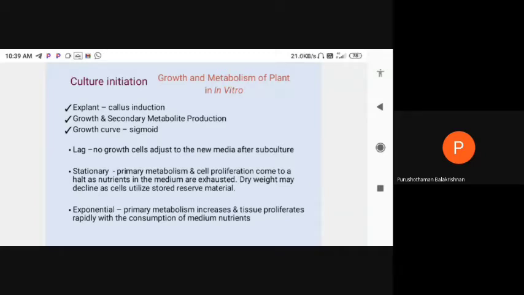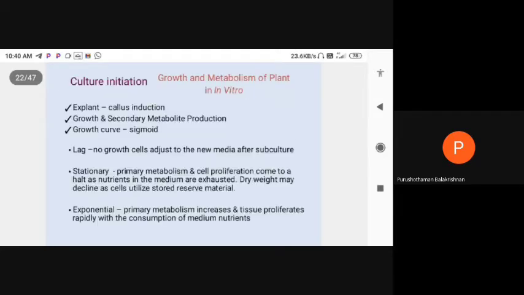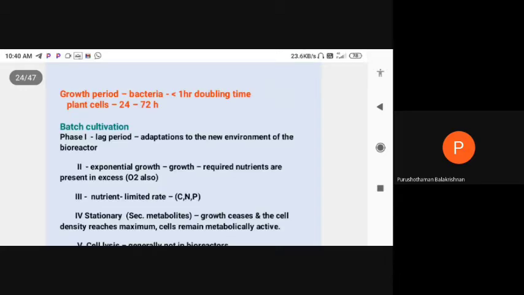So this is a growth cycle. The growth period is 1 hour, the doubling time. These are the various stages, so we have all discussed them.